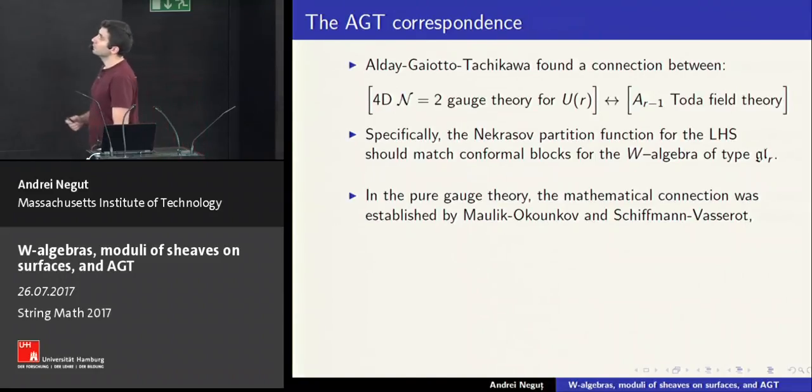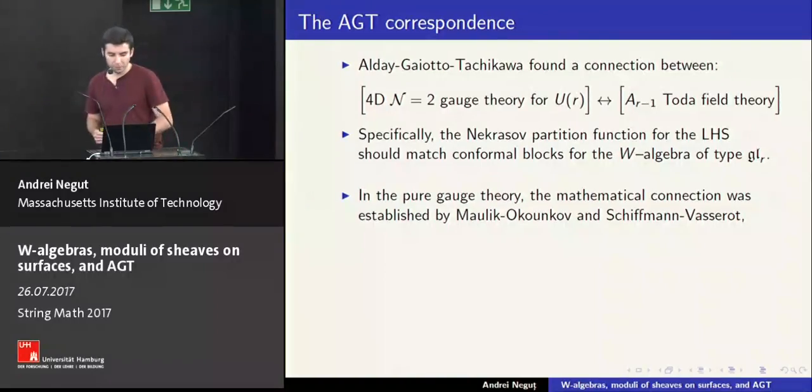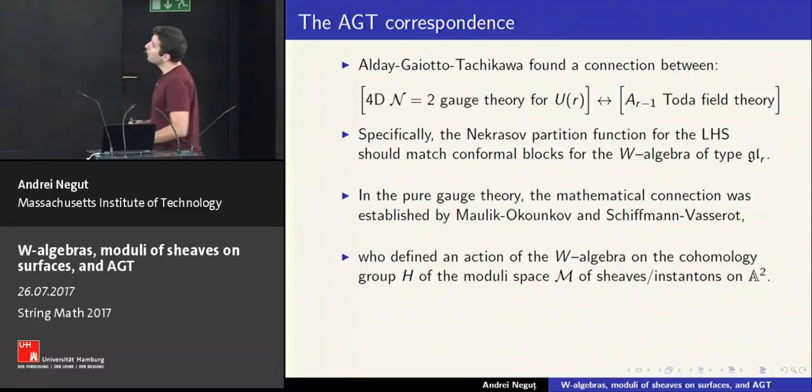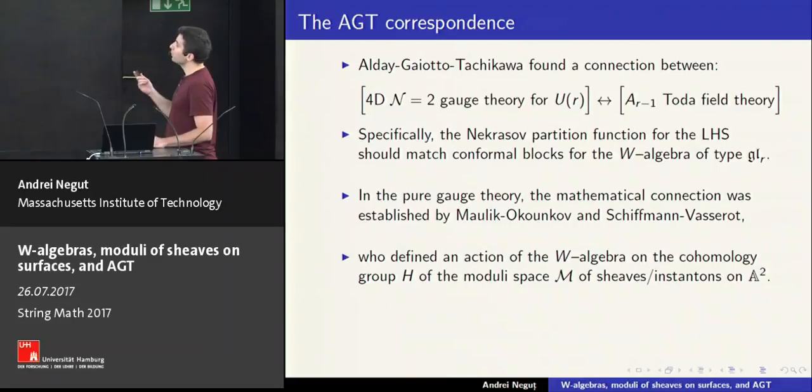Mathematically, I should say that quite a big chunk of this correspondence was established by Maulik and Okounkov independently. And that, I think, happened around 4 or 5 years ago, something like that. So their mathematical take on AGT is to define an action of a W-algebra of type GL(R), so the object which corresponds to the theory in the right-hand side, on the cohomology group, which I will call H, of the moduli space, which I will call M, of sheaves, or instantons on A^2.